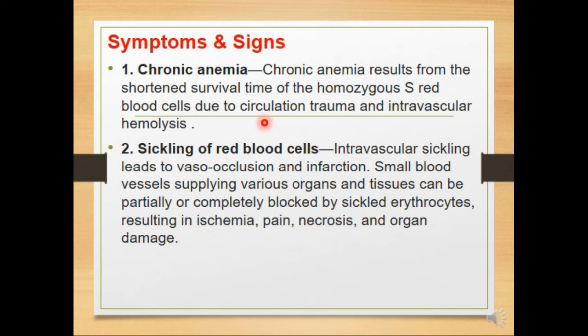Sickling of red cells occurs intravascularly, and that leads to vaso-occlusion and then infarction. How? Small blood vessels supplying various organs and tissues can be partially or completely blocked by sickled erythrocytes. This leads to ischemia, then pain, necrosis, and then organ damage.